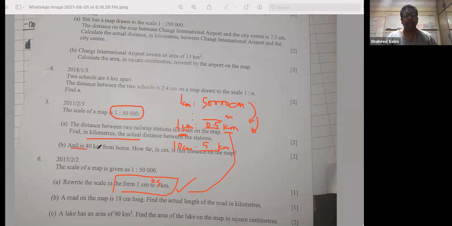Now you can do the next part. 40 km, how many cm? Now you know this one they say 40 km. How many cm? You can go from here to here, or can also. 5 times what equals 40. Or you divide that, or you want to go from 0.5 also can, up to you, whichever you prefer.